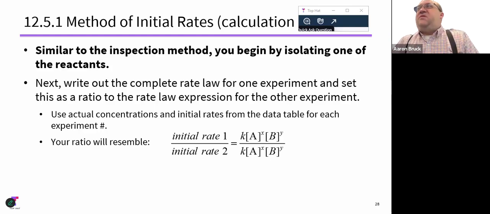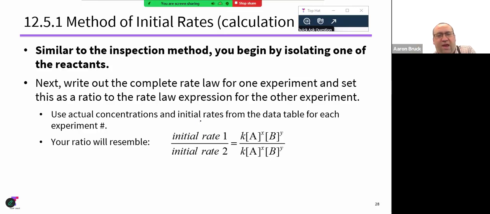It has its roots in the same kind of way. You're going to start by picking two reaction runs that have similar kinds of characteristics, meaning where something's being held constant. But what you're going to do instead is you're going to take those two reaction runs and divide them by each other.